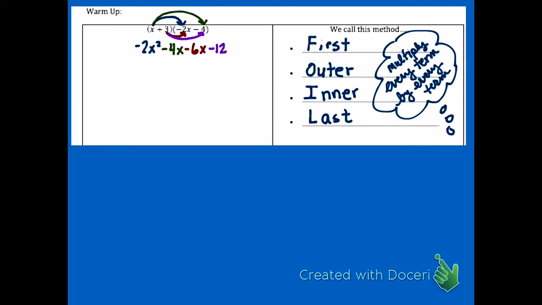Now we do need to make sure we're simplifying, so you want to look for like terms after you do your FOILing, and we have like terms with the negative 4x and the negative 6x, so we want to simplify that, and as we simplify, then we get negative 2x squared minus 10x minus 12. And so you have completed the process of FOILing, or multiplying first, outer, inner, last terms, or FOILing a binomial by binomial.